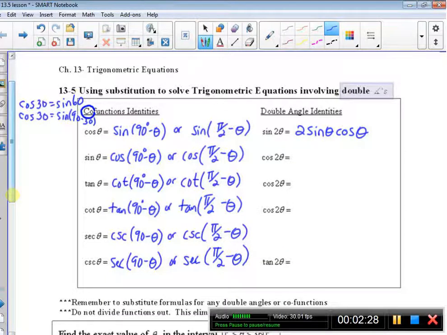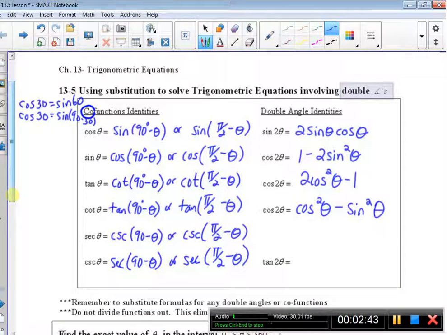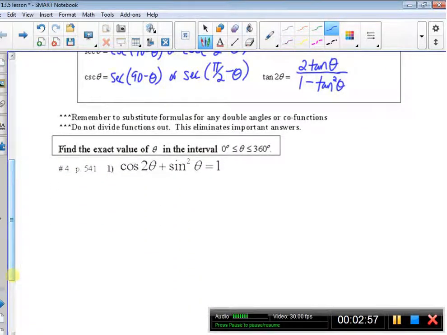from our last chapter. There's 3 different cosine 2 thetas. We have 1 minus 2 sine squared theta. We have 2 cosine squared theta minus 1. And we have cosine squared theta minus sine squared theta. And then tan 2 theta is 2 tan theta divided by 1 minus tan squared theta. So again, those are our tools to use for these.